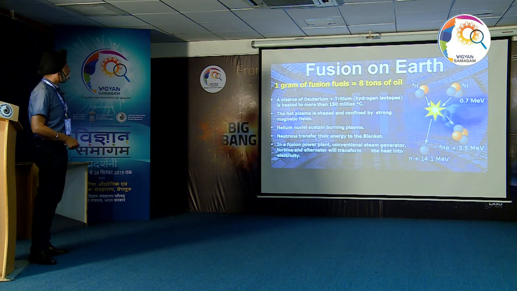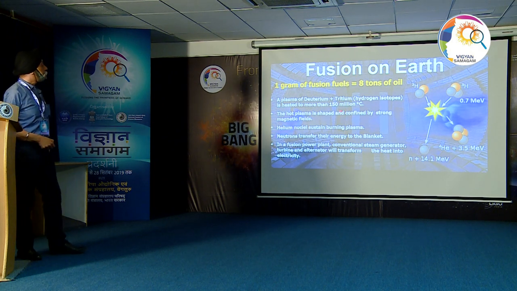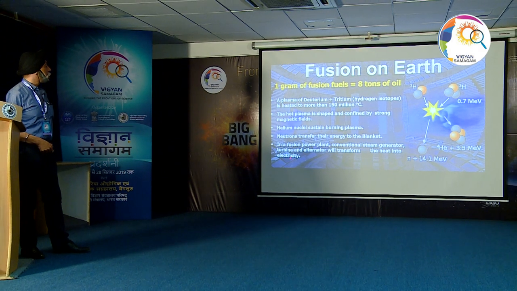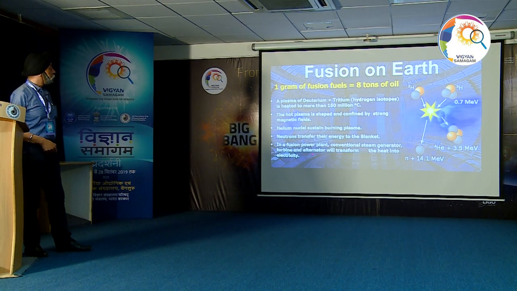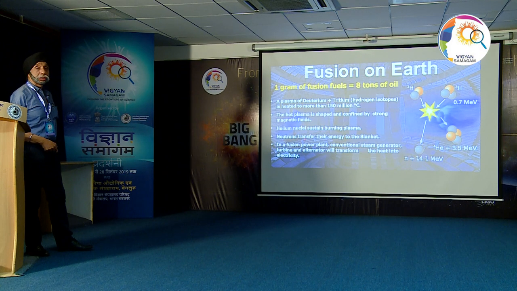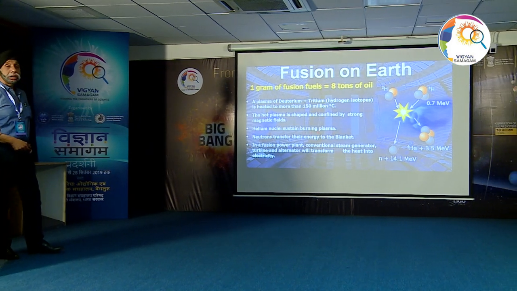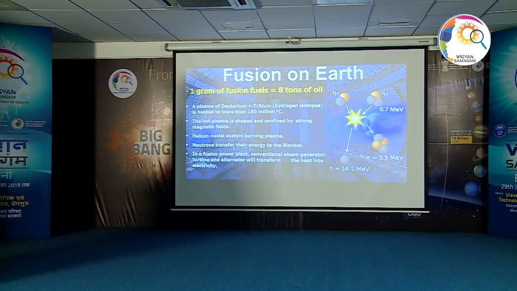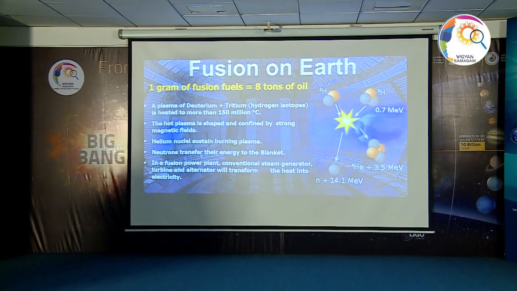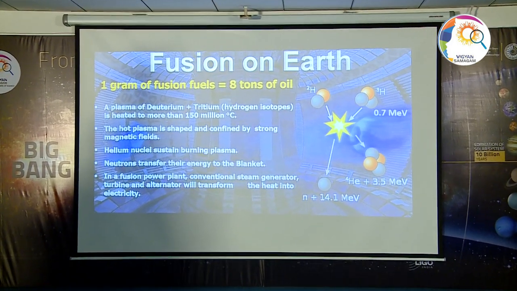Once you have produced that, you have a hot plasma, which is shaped and confined by strong magnetic fields. And the neutrons and the heliums are the byproducts. So in a fusion power plant, a conventional steam generator, turbine, and alternator will transform the heat into electricity. Now, where does this heat come from? This heat comes from the neutrons. And what does the helium nuclei do? The helium nuclei with this 3.5 MeV transfers its energy to the plasma itself.